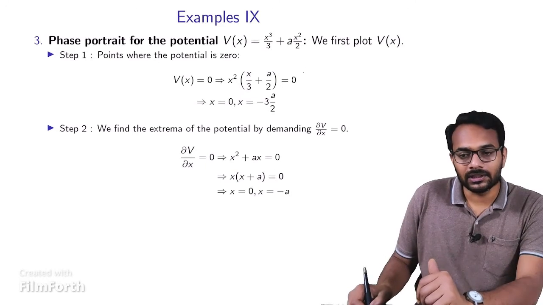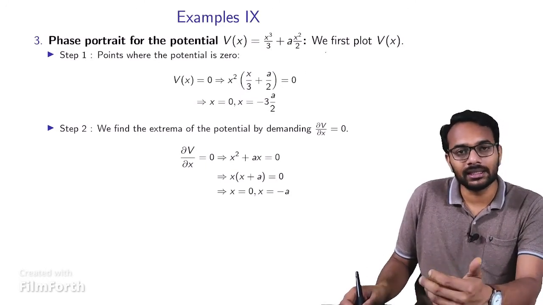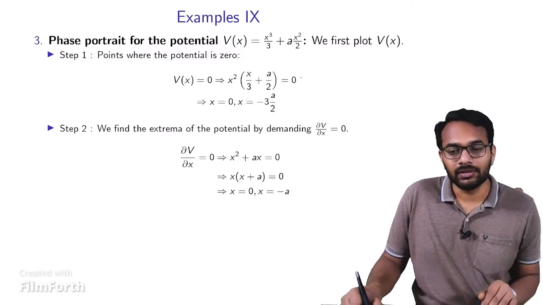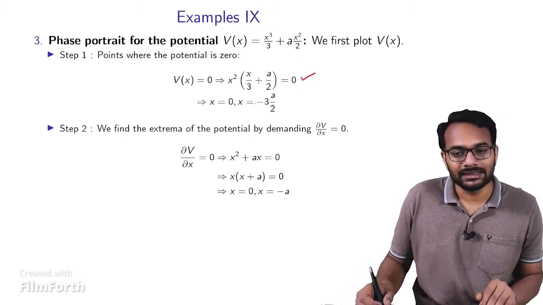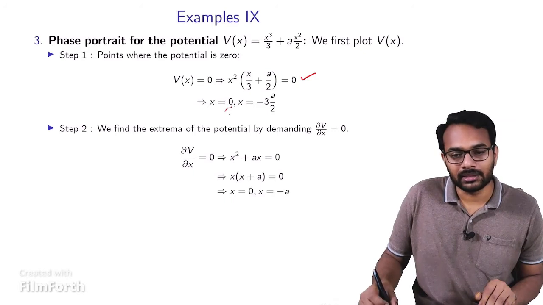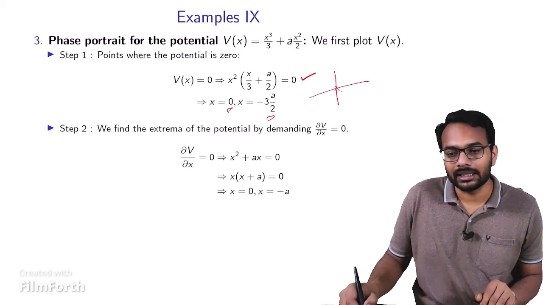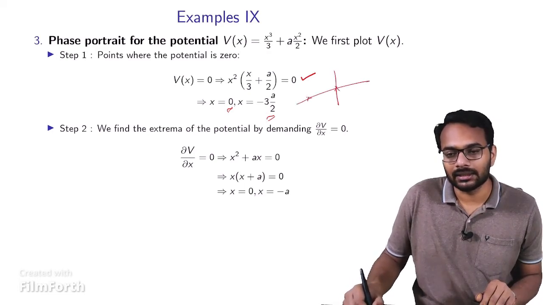The first thing to do is to plot V of x versus x. For that, we first find the zeros of the potential energy. We see that the potential energy becomes 0 at x equal to 0 and x equal to minus 3a by 2. So we already get some idea. At x equal to 0 and at minus 3a by 2, it is 0.